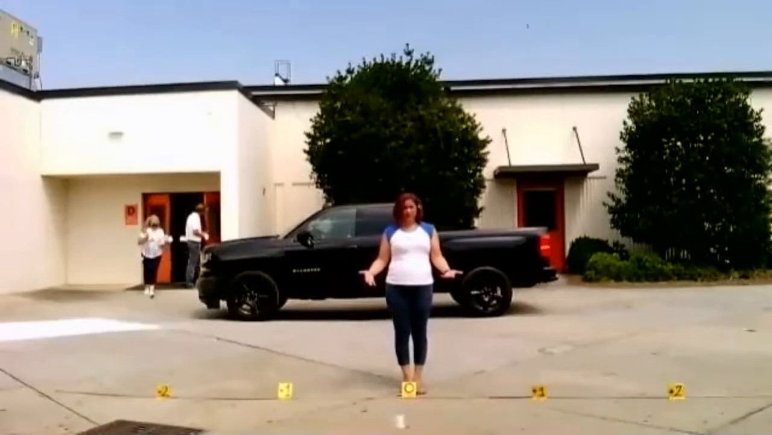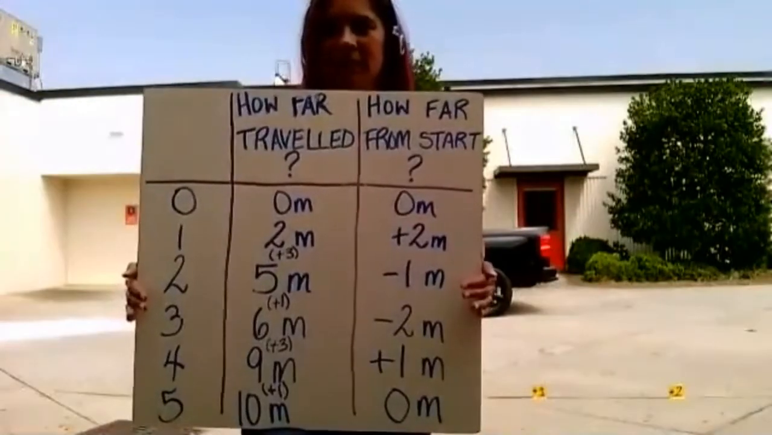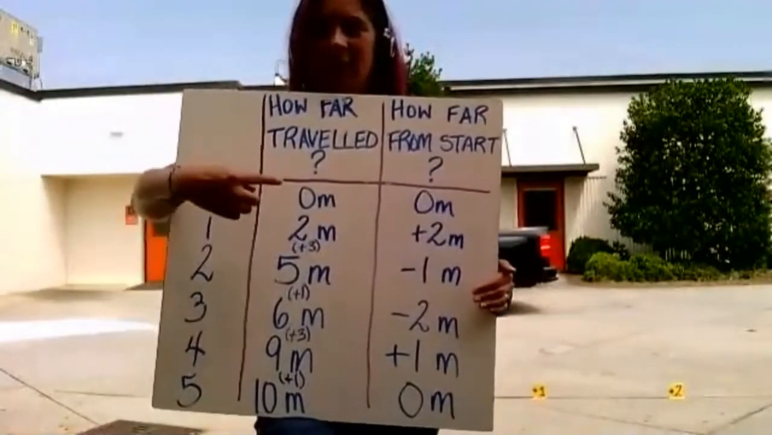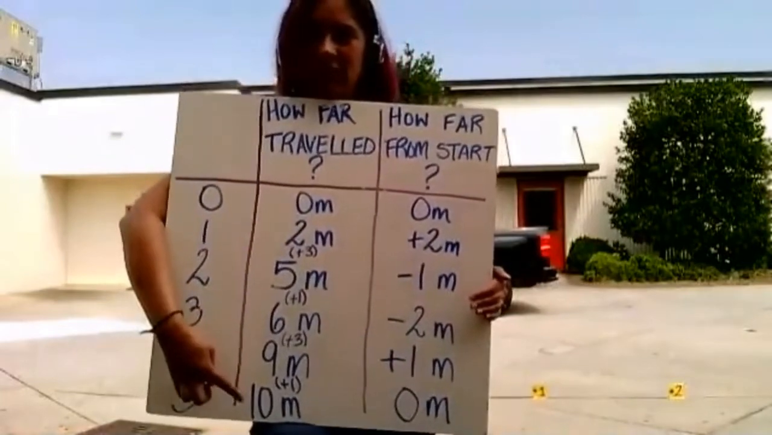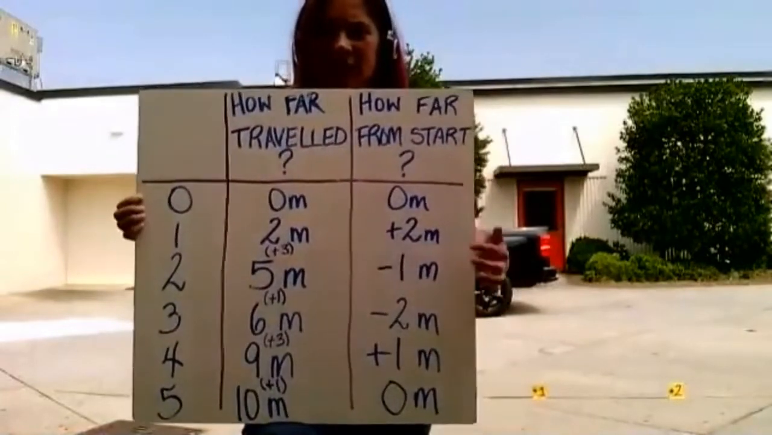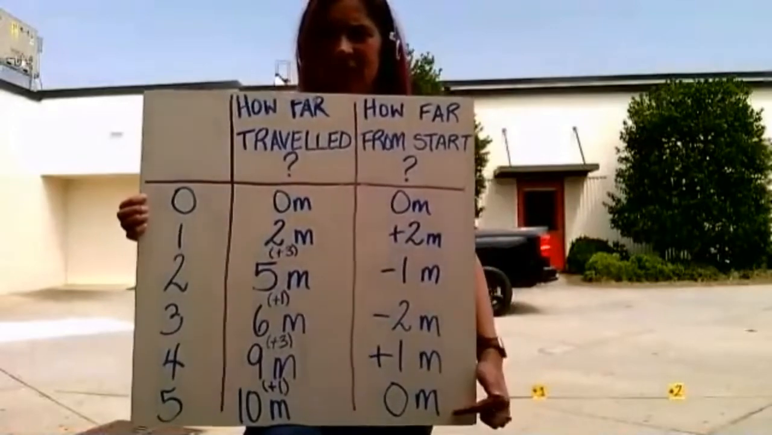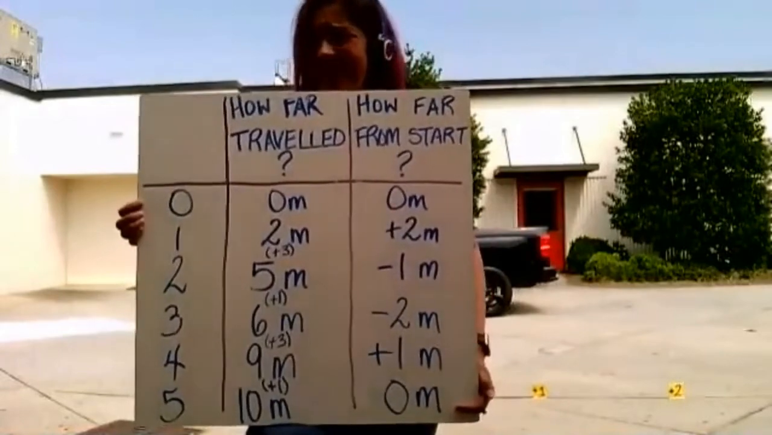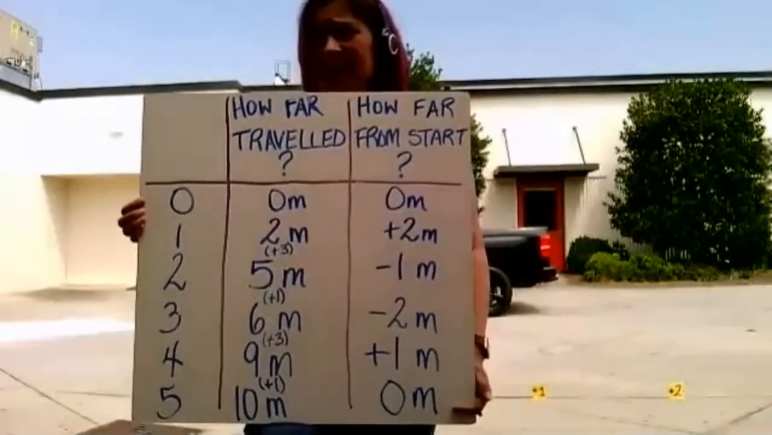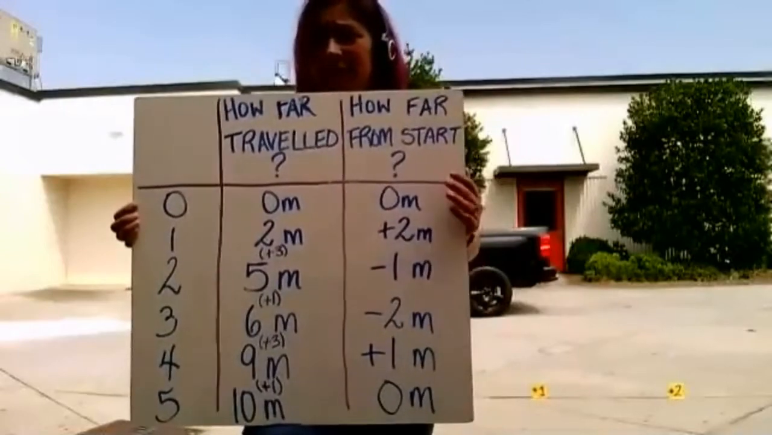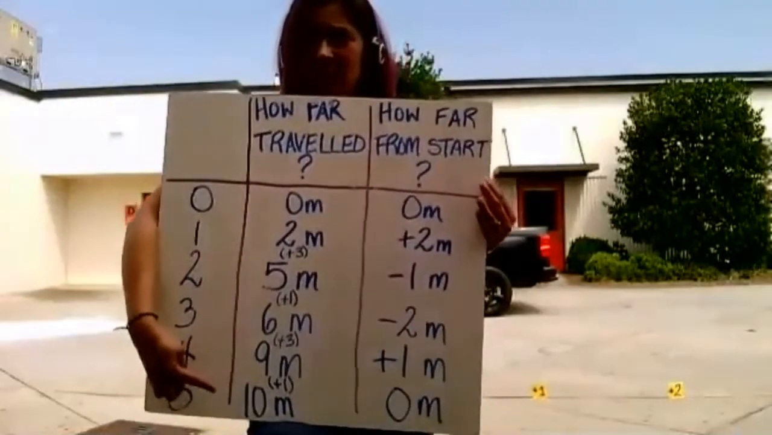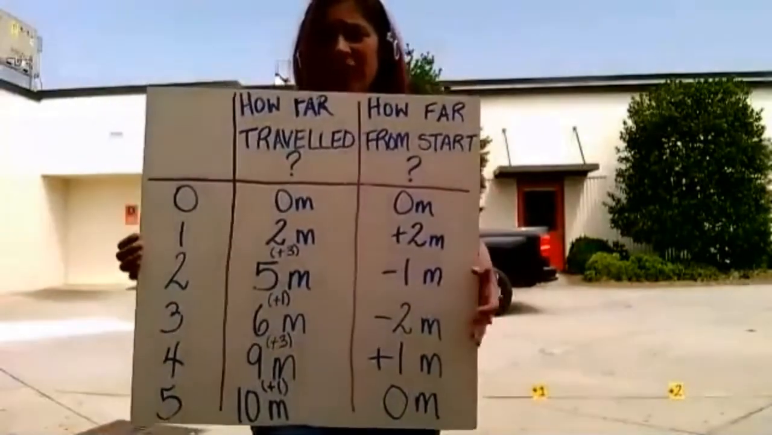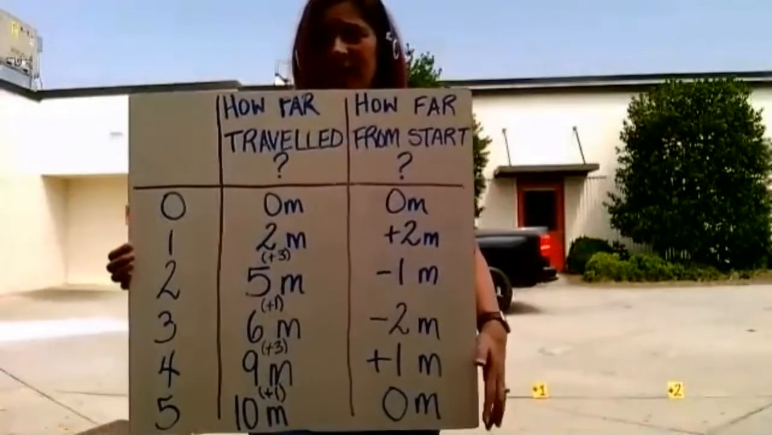So what does this data table look like? In my last data set, number 5 right here, notice how far I traveled continues to increase. But look at how far I am from start. 0 meters. So does that mean I haven't gone anywhere? Yes and no. I started and stopped at the exact same spot, but my feet traveled a total of 10 meters. So I have gone somewhere, but looking strictly from a start and end position, I haven't.